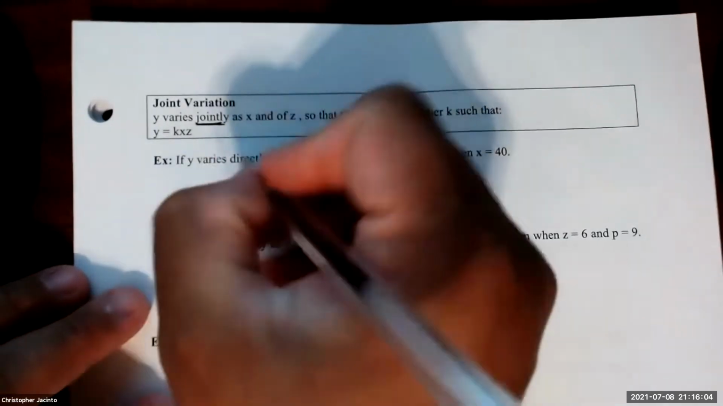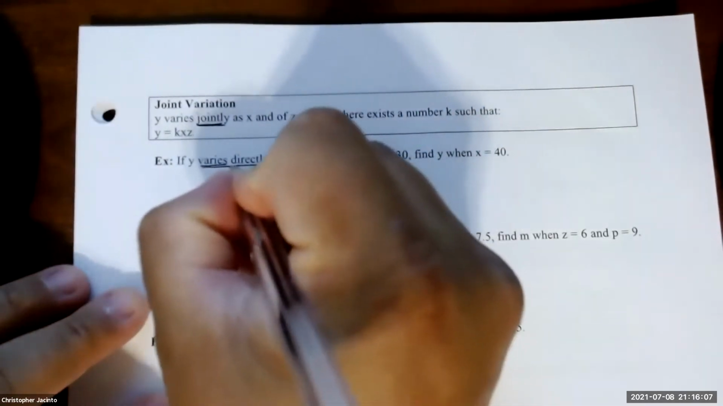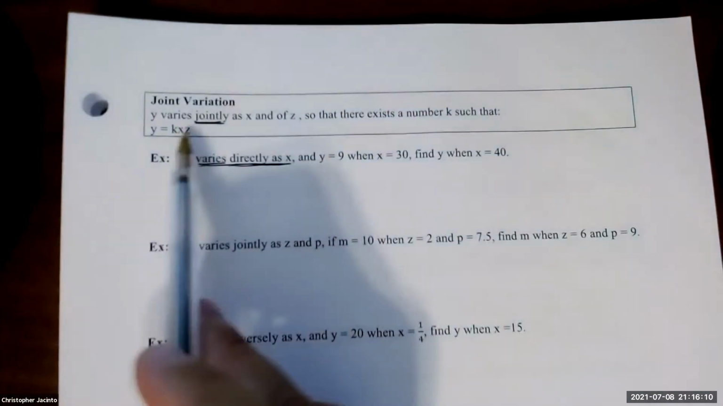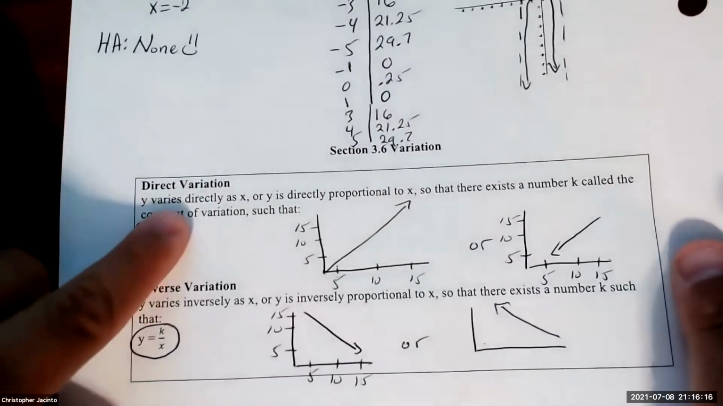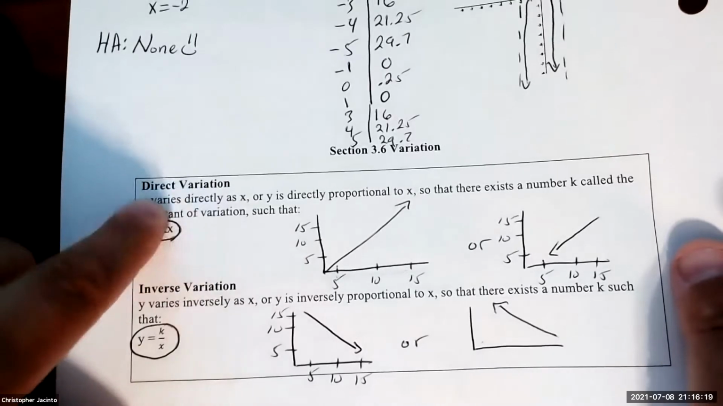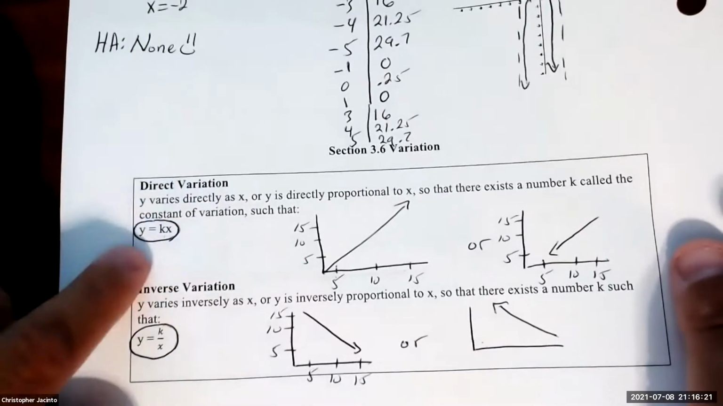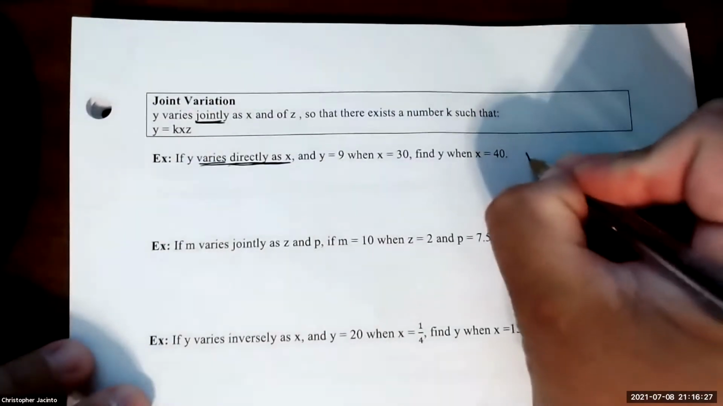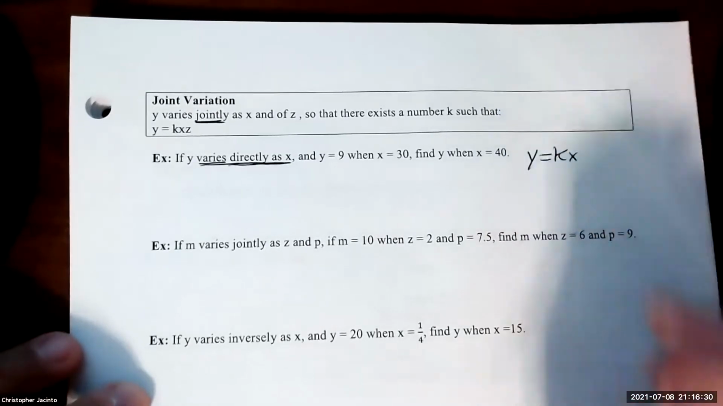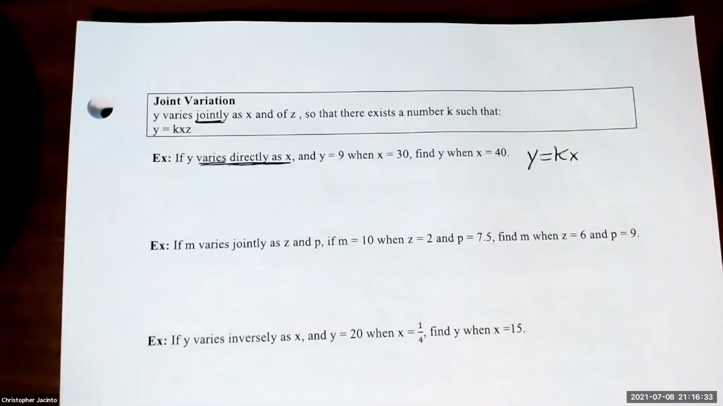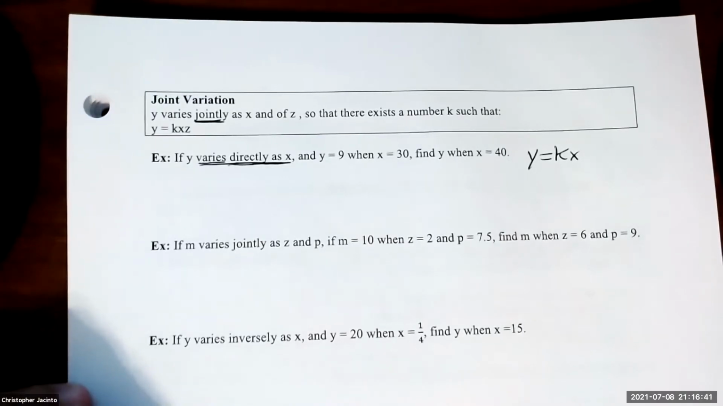If y varies directly with x, that automatically tells me it's going to be this one, since it varies directly. So without even finishing reading the question, we already know what equation we're going to be using: y equals k times x. Just knowing that simple fact at the beginning. Now it says y varies directly with x, and y equals 9 when x equals 30. Find y when x is equal to 40.